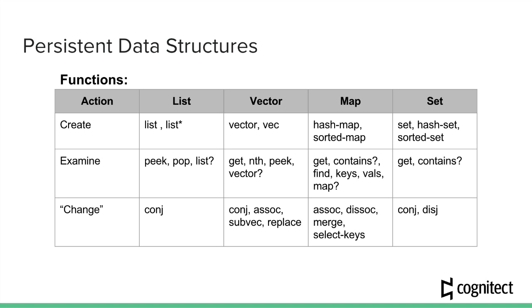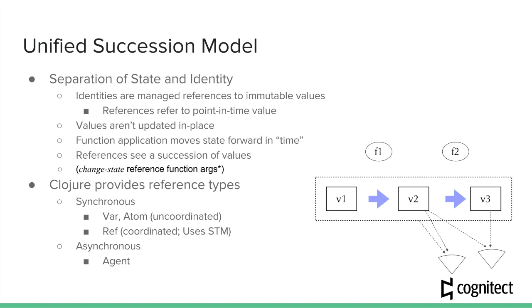Okay, so we have these great data structures, and they give us some great characteristics and great capabilities, but how do we actually build up state? How do we build up or collect values over time? In Clojure, that process is called the unified succession model, and there's a whole suite of functions that go along with this model of computation. It's strongly about the separation of state and identity. Identities are managed references to immutable values, and those references refer to some value at some point in time. Values don't get updated in place. Right? You perform operations on the references, and then that moves the values forward through time. And only by applying functions, specifically pure functions, can you move values forward through time. So these references see a succession of values.